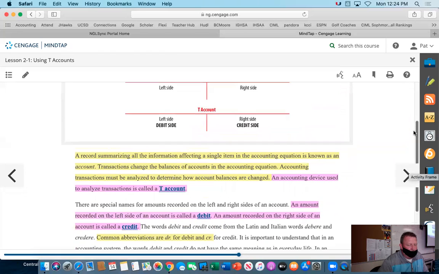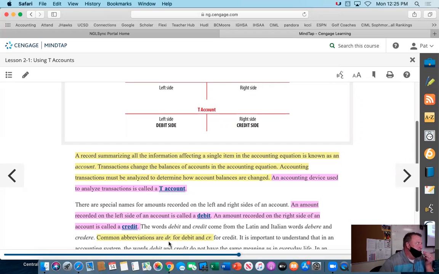We're going to have things called debits and credits. The amount recorded on the left side, you see that word debit. We don't really work in a lot of absolutes, but debits are always on the left side, no matter what account. Debits are over here on the left. Credits are on the right side. It's not good, bad, bad, good, whatever. Debits are on the left, credits are on the right. Always, for any account.